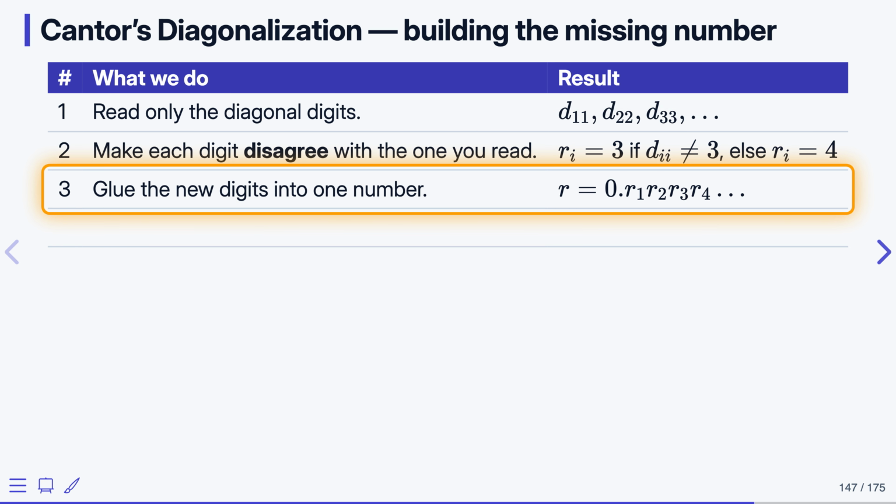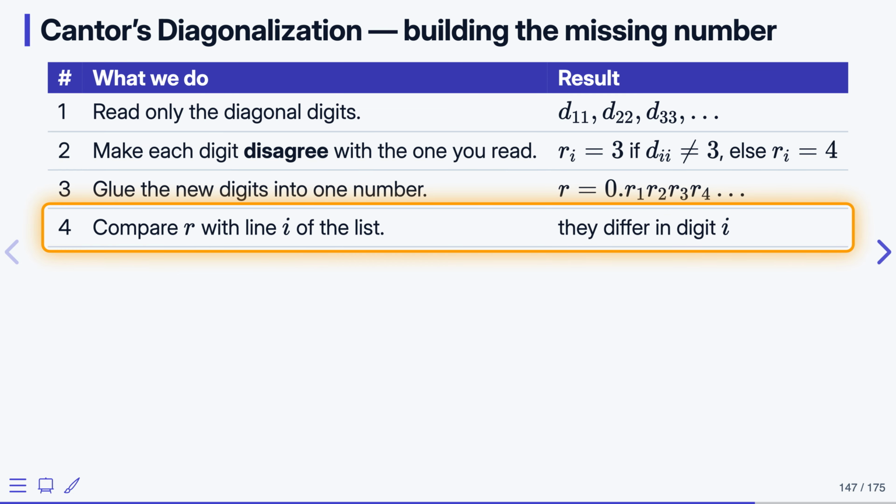Step 3. Glue the new digits together into one number. Call it R, written 0.R1, R2, R3, and so on. Step 4. Now compare R with any line of the list. Say line i. By the way we chose digit i, they differ in that digit. So R is not equal to Ri.